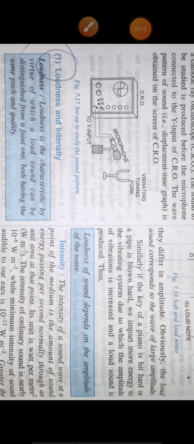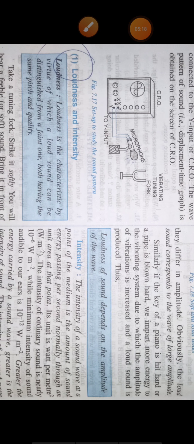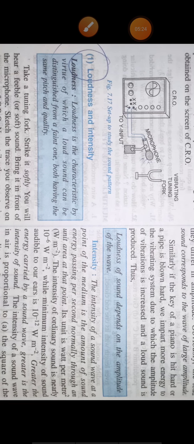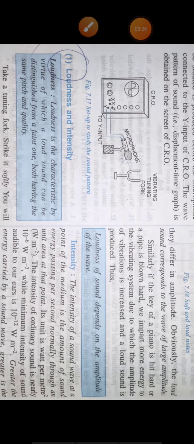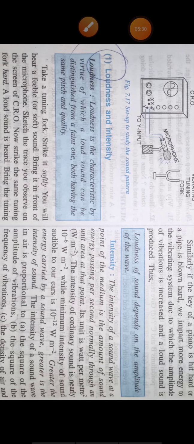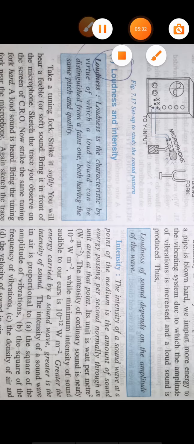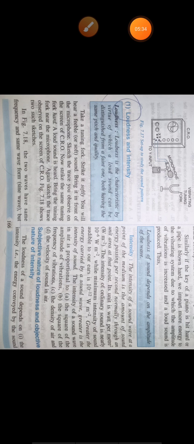If the amplitude is small, then the sound is faint or feeble. Now intensity. Actually, loudness is subjective in nature. Subjective nature means the loudness depends on person to person. This loudness depends on the sensitivity of the listener.